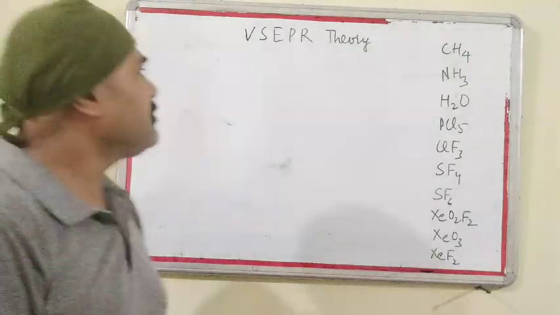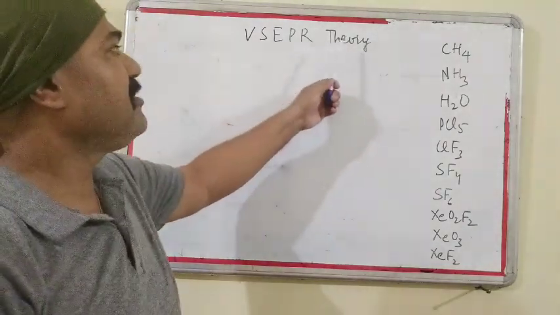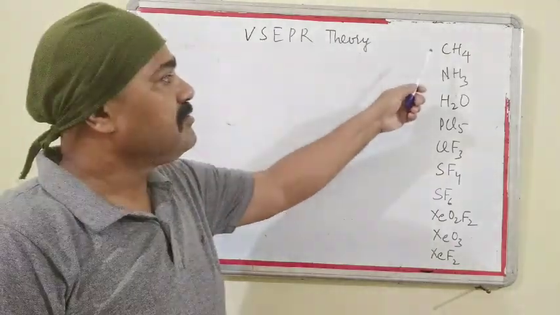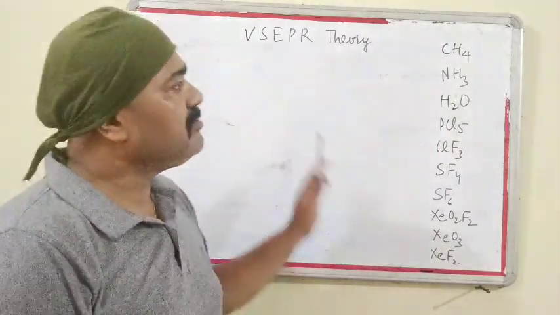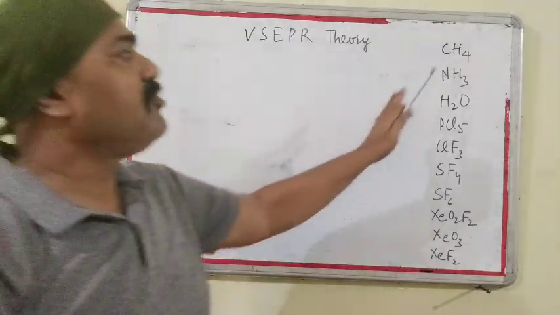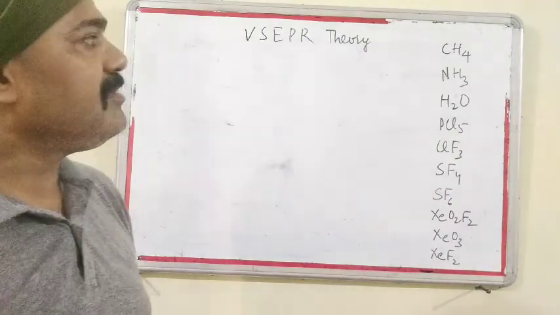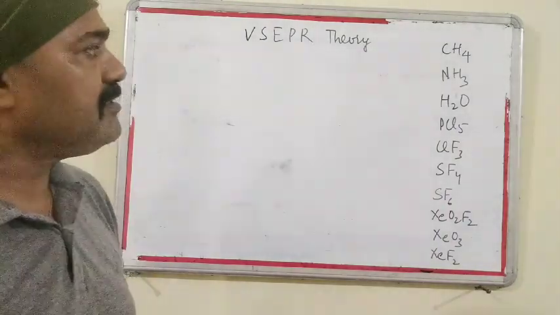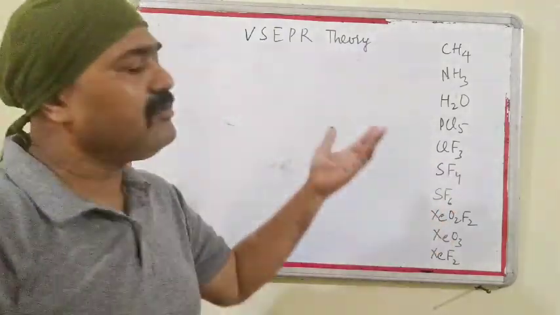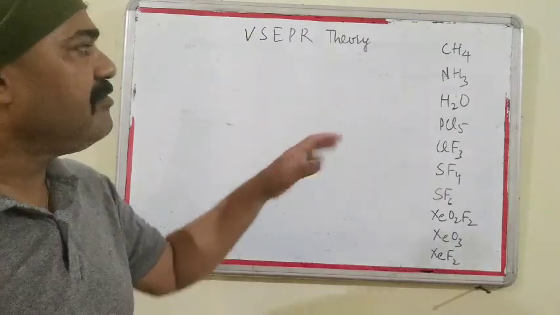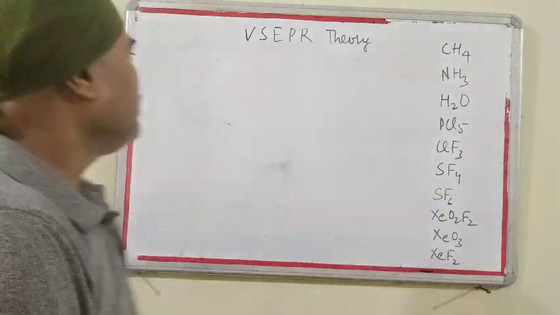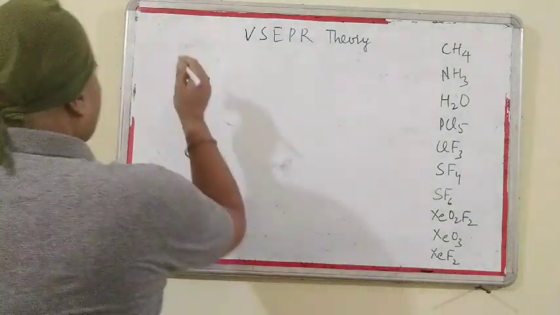Students, today we will discuss the valence shell electron pair repulsion theory. With the help of this theory, we can find out the shape of different molecules. First of all, we should keep this in mind: the shape of the molecule is decided only by the bond pairs, not by the lone pairs. The electron pair arrangement may be different, but the shape is decided by the bond pairs only.